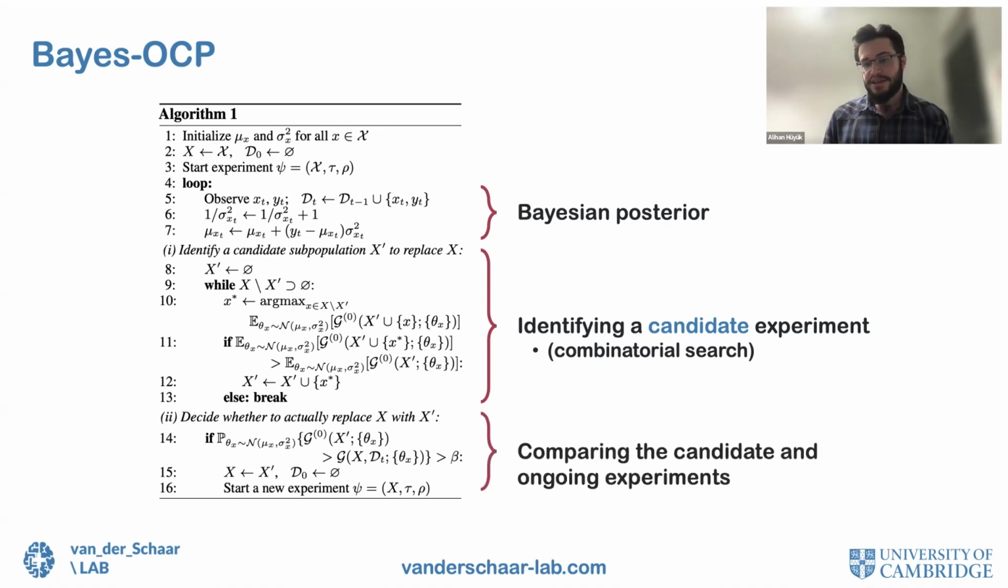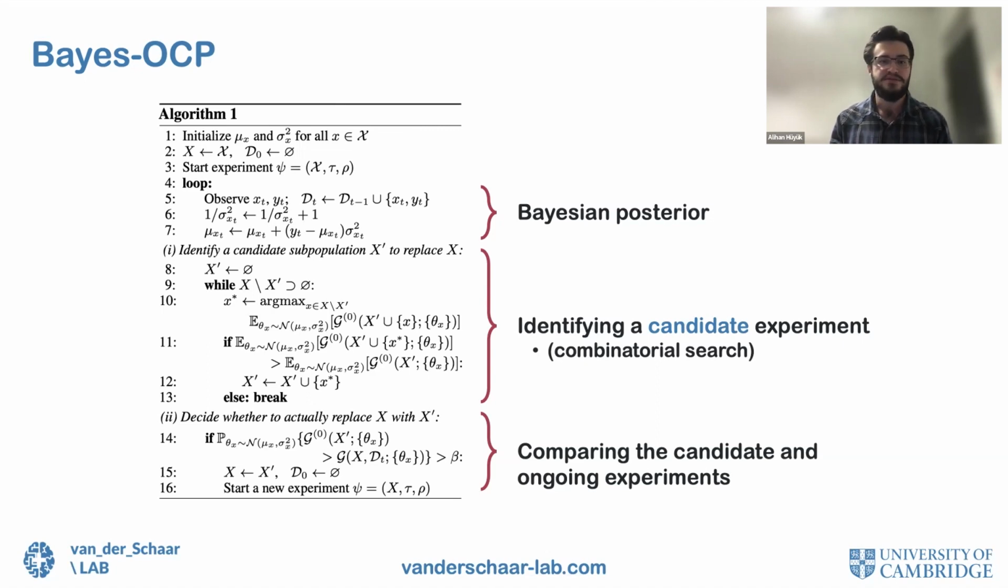And once a candidate experiment like this is determined, what Bayes OCP does is compare the expected utility of the candidate experiment to the ongoing experiment. The greedy approach would be that whenever the candidate experiment has a higher expected reward, we would go with that. But instead of doing that, Bayes OCP behaves optimistically, and it looks at the posterior probability of the candidate experiment having a higher value. And if it's larger than, say, 80%, only then it decides to switch to the candidate experiment.